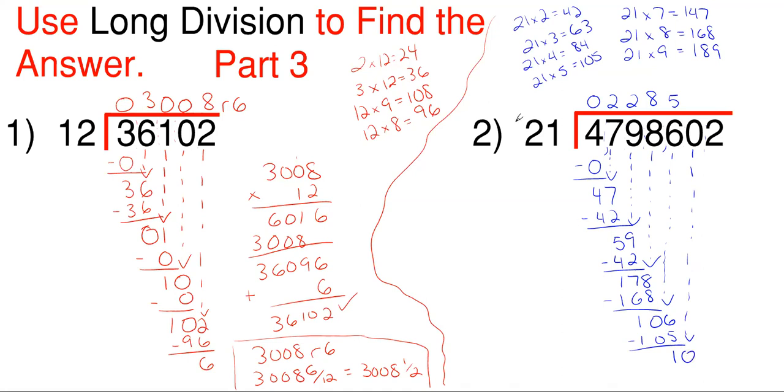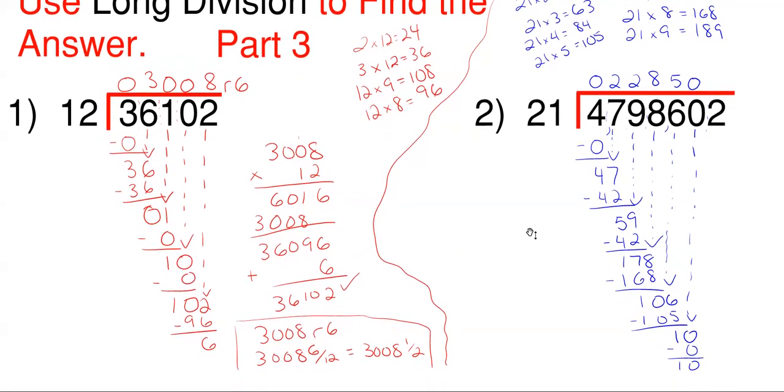So anytime this number is over this number down here, you have to put a 0 up here, because it can't be over that number. So 0 times 21 is 0. So I'm left with 10, and I'm going to have to scroll down just a hair here to finish off this problem.